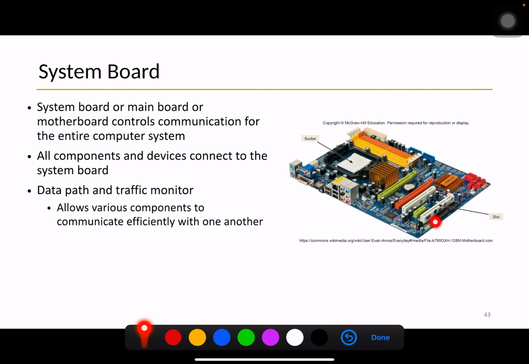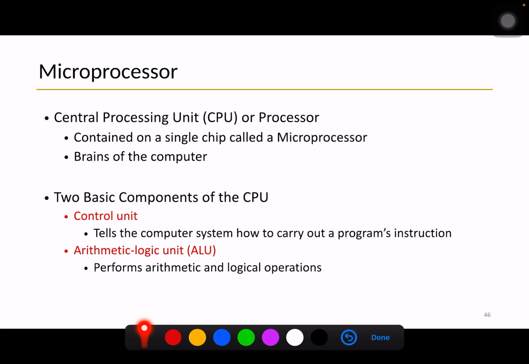Okay, next we have the microprocessor or CPU, which we call the Central Processing Unit. They are the same thing: microprocessor, Central Processing Unit, CPU, processor. That is the brain of the computer. All the calculation and all of the processing must be carried out in the CPU.